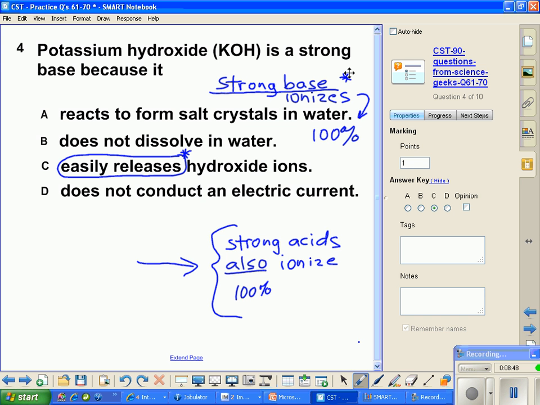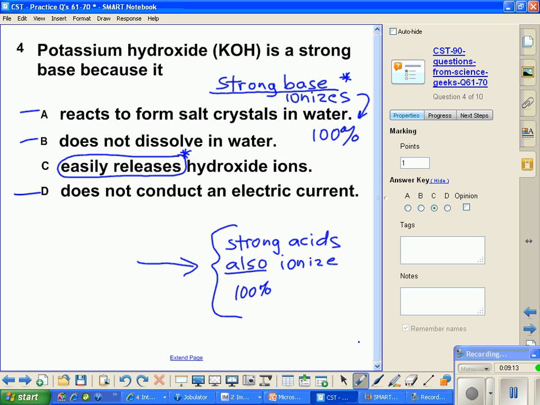Reacts to form salt crystals in water. KOH doesn't do that. It has to react with an acid to do that. Does not, okay, that rules out letter A. Now let's look at B. Does not dissolve in water. It does. It dissolves very easily. And that's why it ionizes 100%, or the fact that it ionizes 100% is why it dissolves in water.